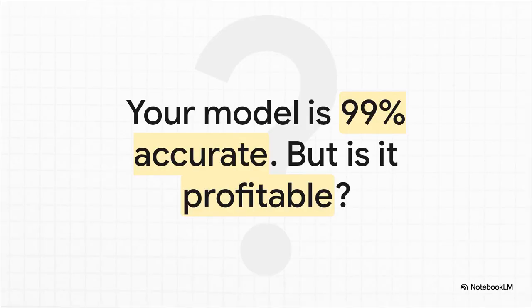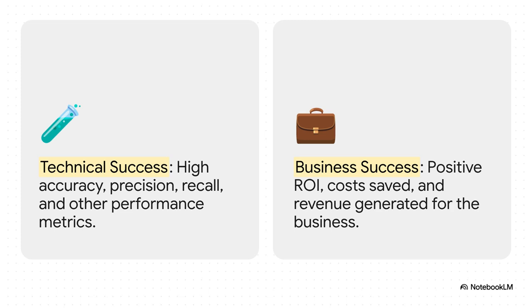Okay, picture this. You've built a model, and it's got incredible 99% accuracy. That's a huge win, right? Well, maybe. In the real world of MLOps, technical perfection is only half the story. We've really got to shift our entire mindset from just pure technical success, things like a high F1 score, to what really matters, business success. And that's measured in things like ROI and cost savings. This explainer is all about showing you how to make that leap.